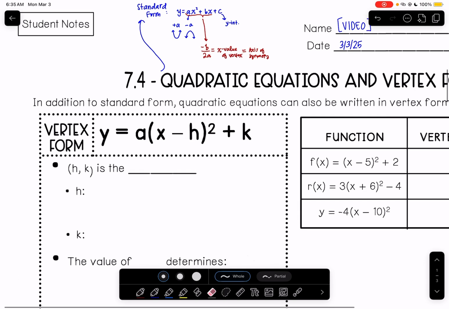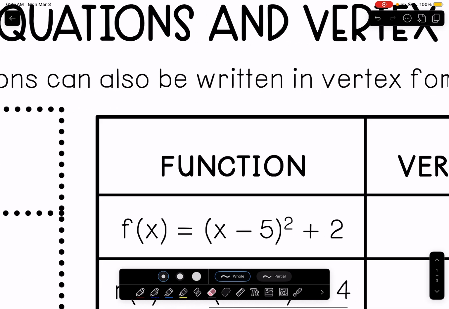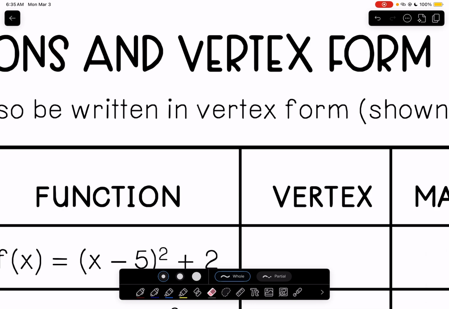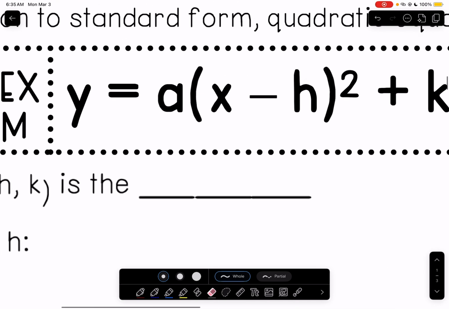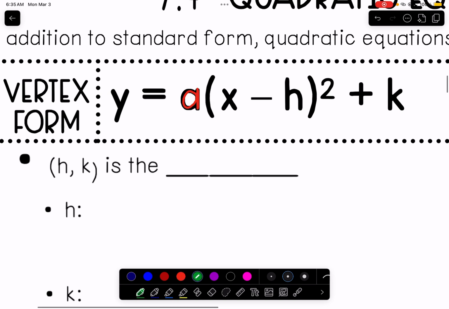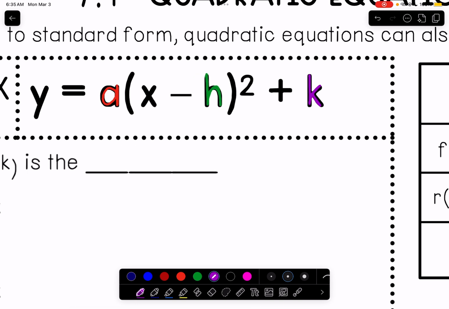So in addition to standard form, quadratic equations can also be written in vertex form, shown below. As you may guess, the most important thing to know for vertex form is the location of the vertex. So vertex form looks like this. I'm going to go ahead and color code here. I got y equals a times (x minus h) squared plus k. Okay, so my x and my y, as usual, are just my input and my output, but the a, h, and k are my parameters. They're my variables. They're the values that are specific to each parabola.